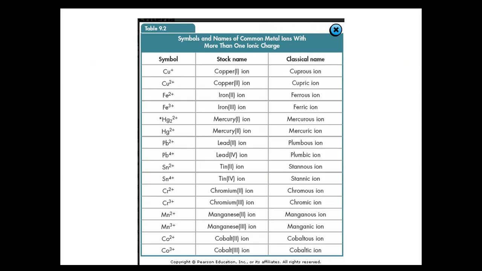So this is just a list from your book, and you do not have to memorize these. I'm going to show you a way to figure out where you have to do this. But you will see in your book, there's also classical names, which we won't use. But these are old fashioned. But if you have some older containers of chemicals, sometimes you will see these names on the containers, and you might also see them online.